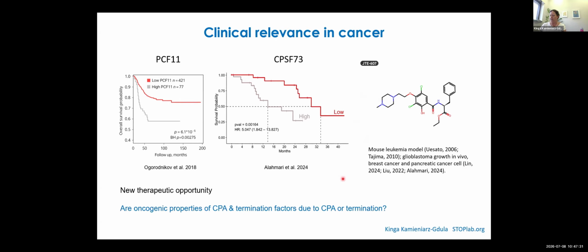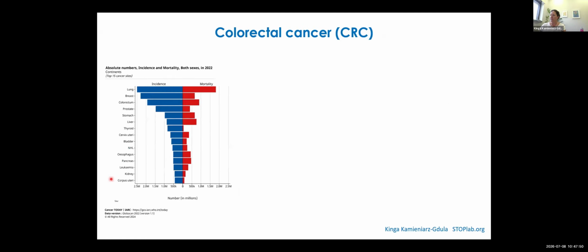Something that is not really clear is whether these oncogenic properties of those factors, because they act both in cleavage and termination, involve both of those processes or not. So this was entirely unknown. And in this study, we decided to focus on colorectal cancer as a model.